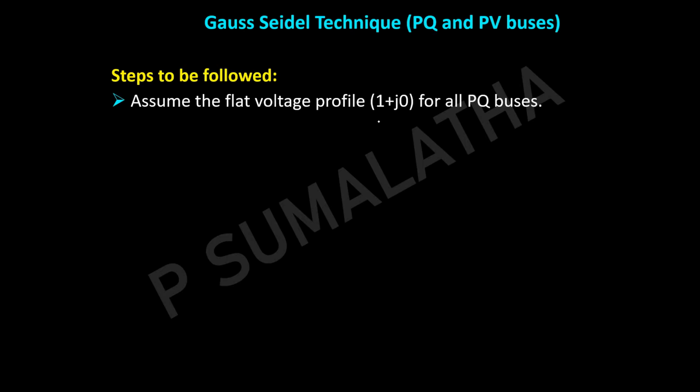Here, why do we have to assume a flat voltage profile only for the PQ buses? So what about the PV buses? Let us try to understand this point. In any power system, whenever you are doing load flow analysis, mainly we will have three types of buses: slack bus, PV bus, PQ bus.